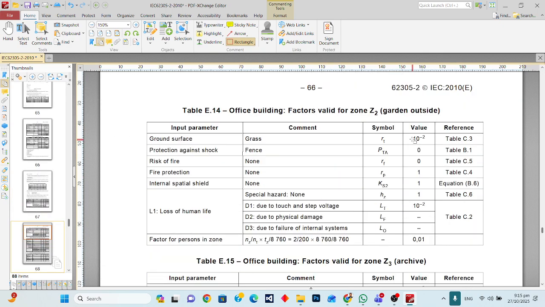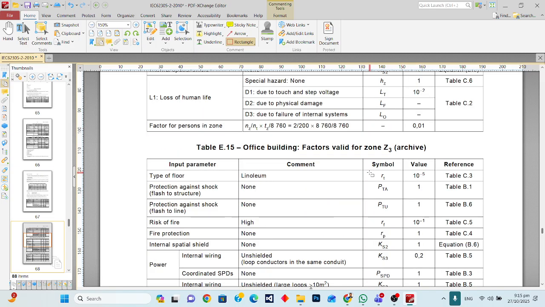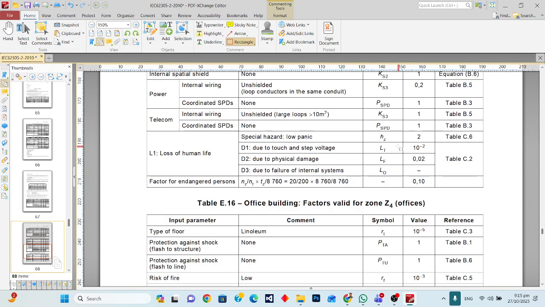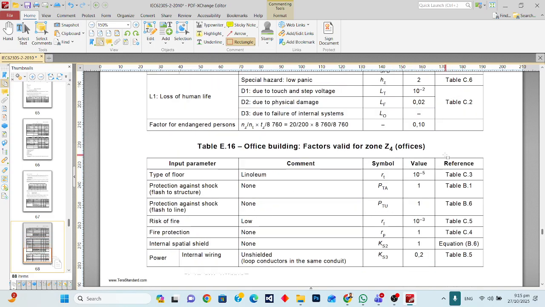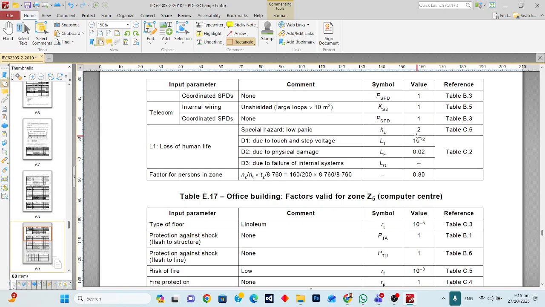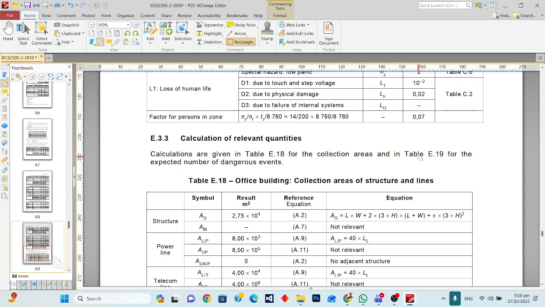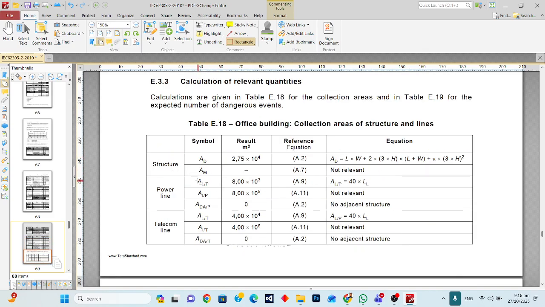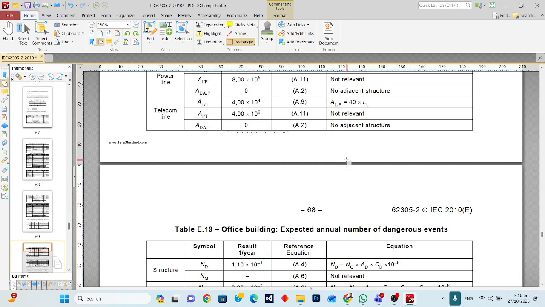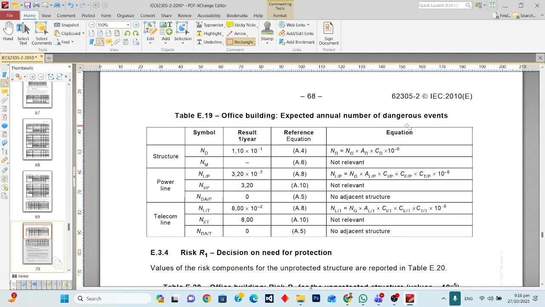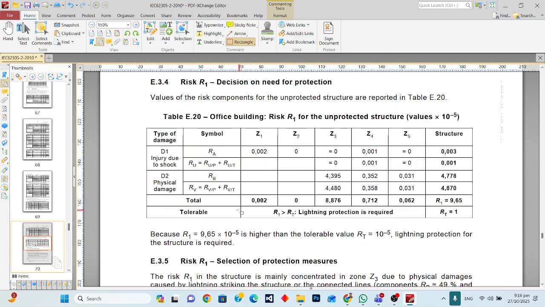Now they have just the garden outside, and the office center. They have calculated all these values, the sample ED, AM, AL, power line AL, all the things. They have calculated the area of the structure lines and the annual number of persons, and from that they have multiplied the number of persons. Then comes the decision on the need for the protections.